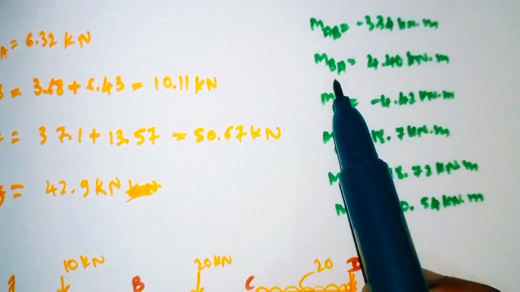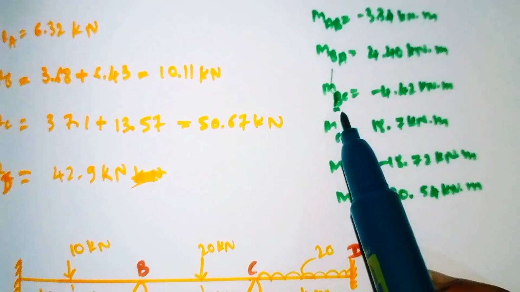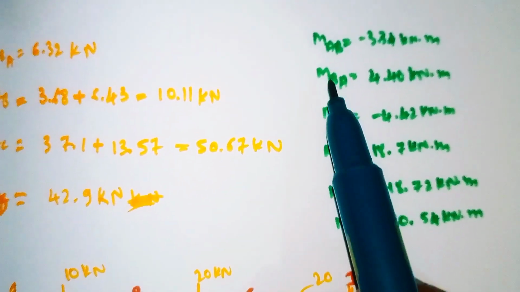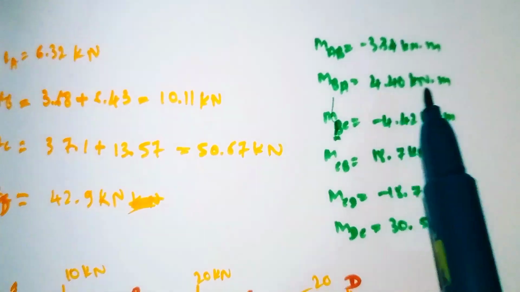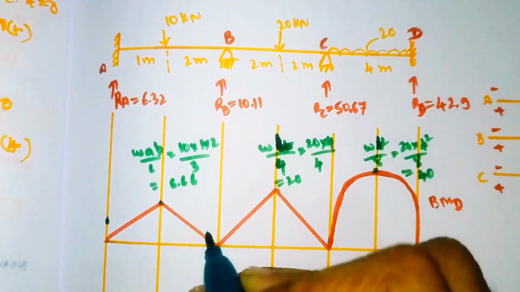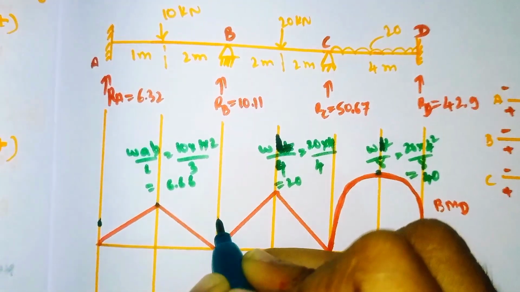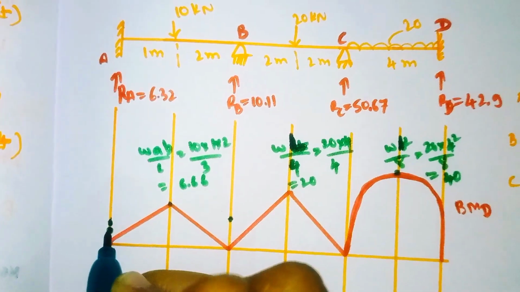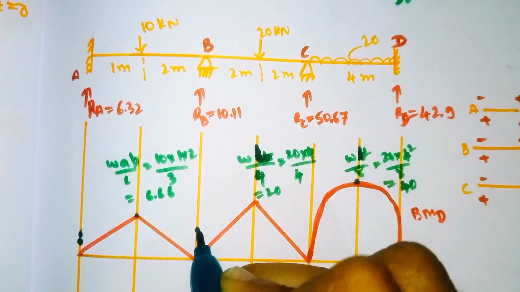For MBA, again we need to see the first alphabet, which is B here. For point B, we have the value 4.40. So point B means it comes here. We have the value 4.40. So our 3.34 is here, and 4.40 comes here, a little bit higher.